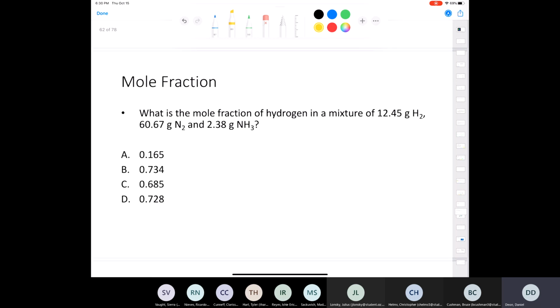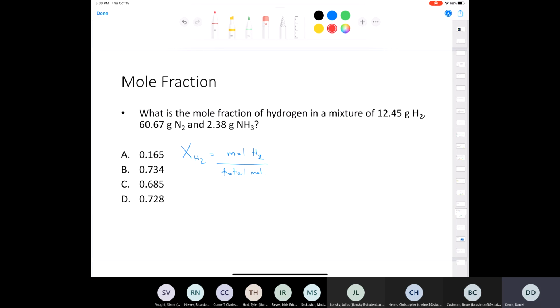Well, hopefully you remember this formula, that the mole fraction of a substance, and in this case, we're looking for the mole fraction of hydrogen, is going to be equal to the number of moles of hydrogen divided by the total number of moles. Okay, so we need to calculate the number of moles of hydrogen, and unfortunately, we're going to have to calculate the number of moles of nitrogen and ammonia too.